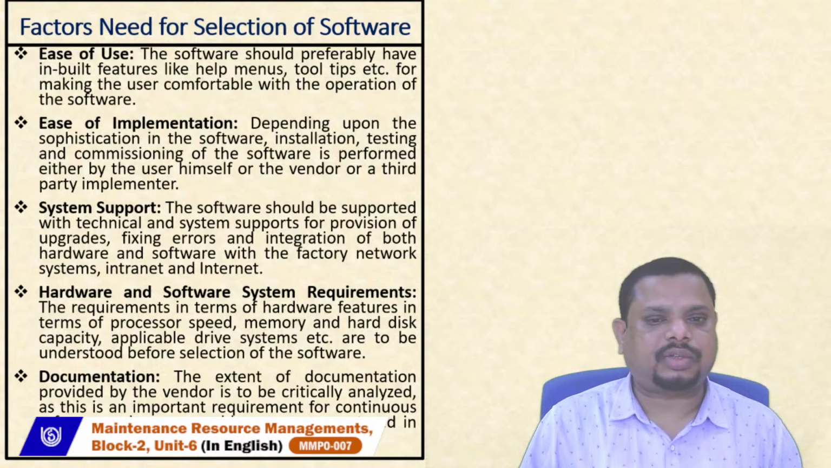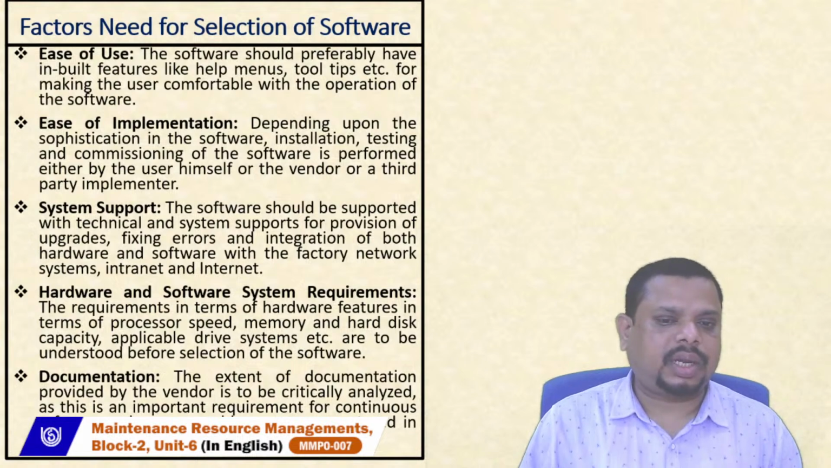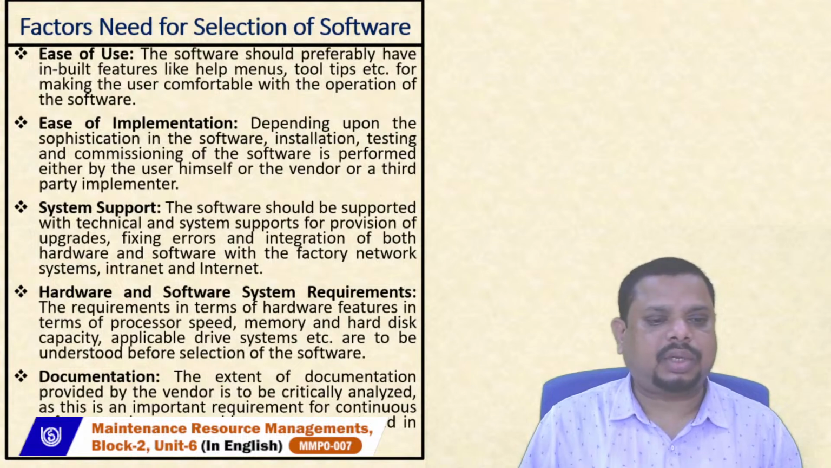That means ease of installation, ease of testing, ease of commissioning of the software, so that there should not be any kind of technical glitch from the software providers. The next we have system support. The software should be supported with technical and system support for provision of upgrades, fixing the errors, and integration of both hardware and software within the factory network system like internet or intranet.